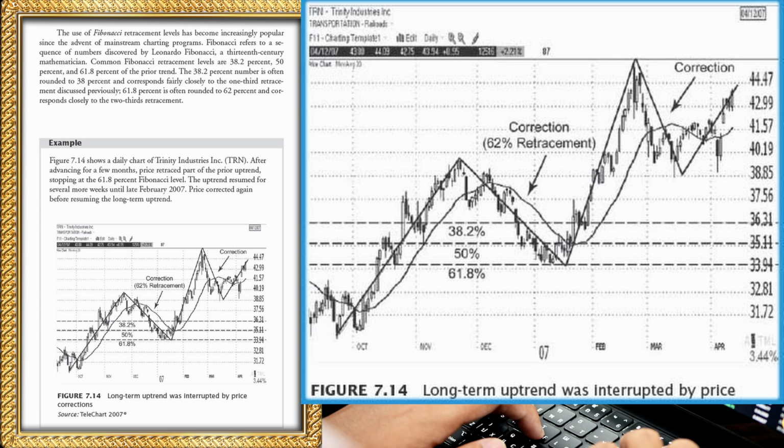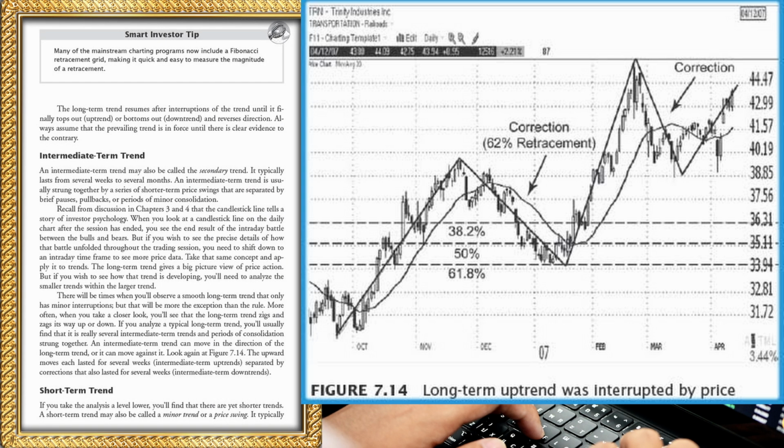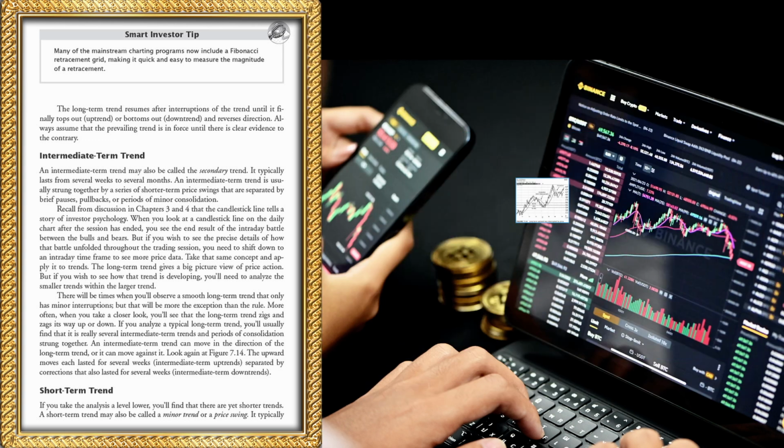After advancing for a few months, price retraced part of the prior uptrend, stopping at the 61.8% Fibonacci level. The uptrend resumed for several more weeks until late February 2007. Price corrected again before resuming the long-term uptrend. The long-term trend resumes after interruptions until it finally tops out (uptrend) or bottoms out (downtrend) and reverses direction. Always assume that the prevailing trend is in force until there is clear evidence to the contrary.